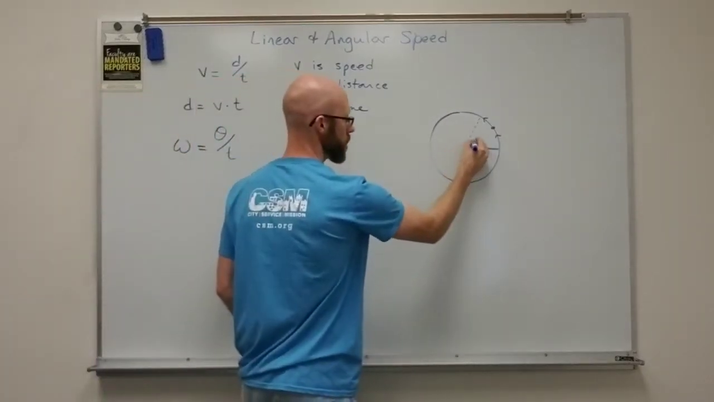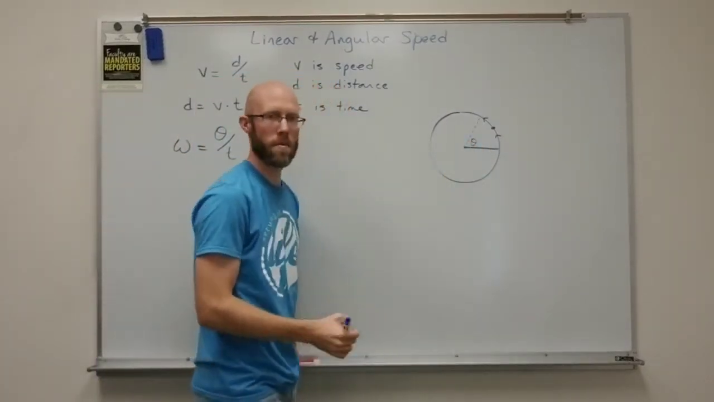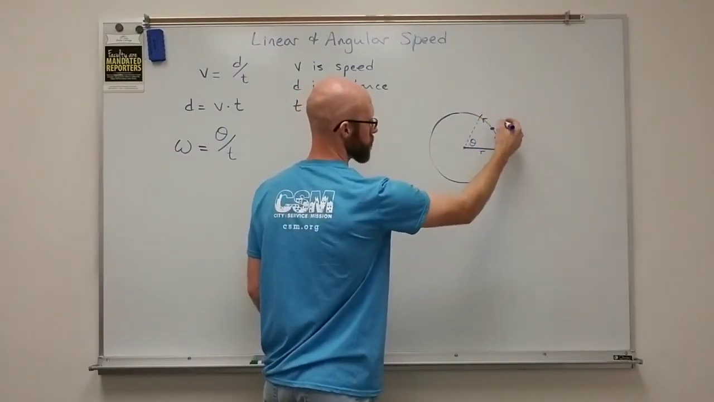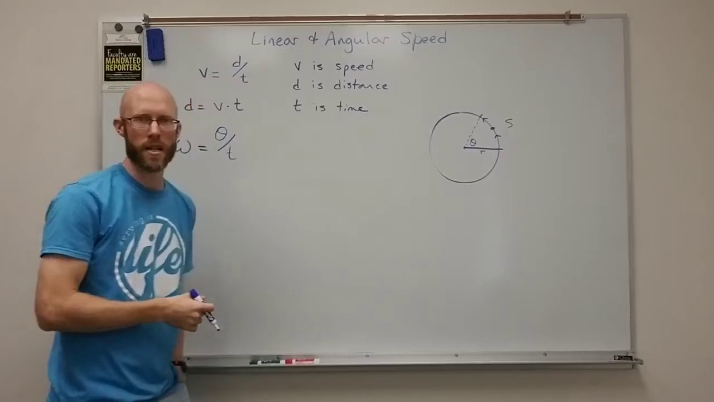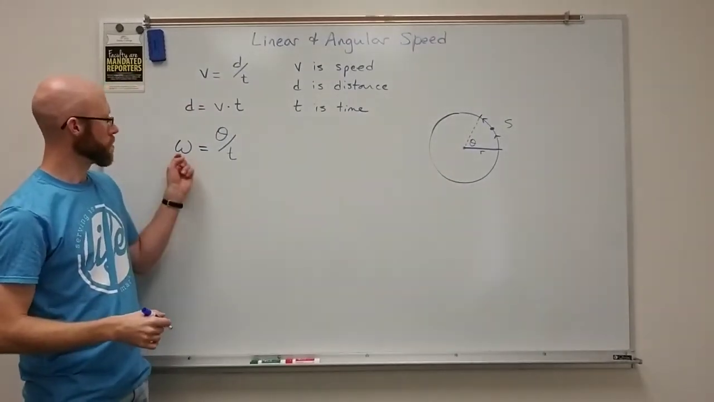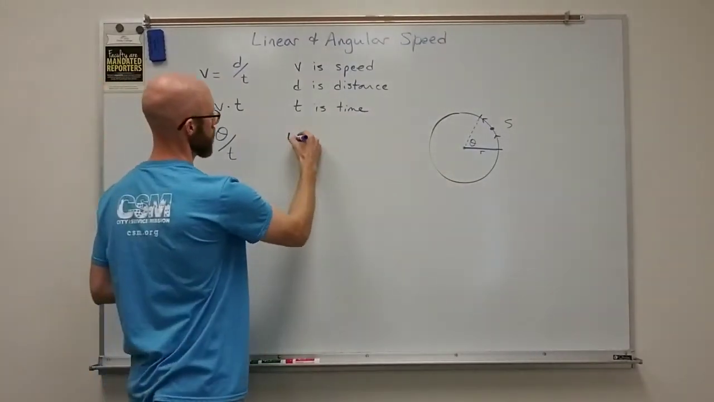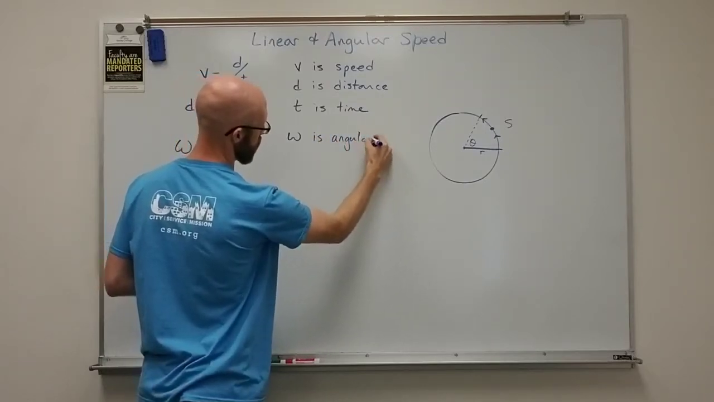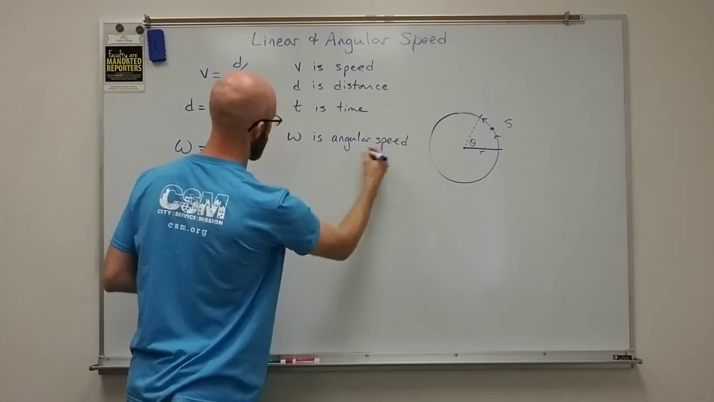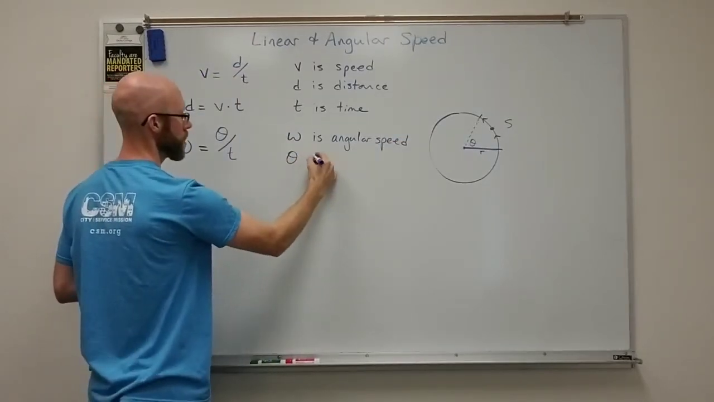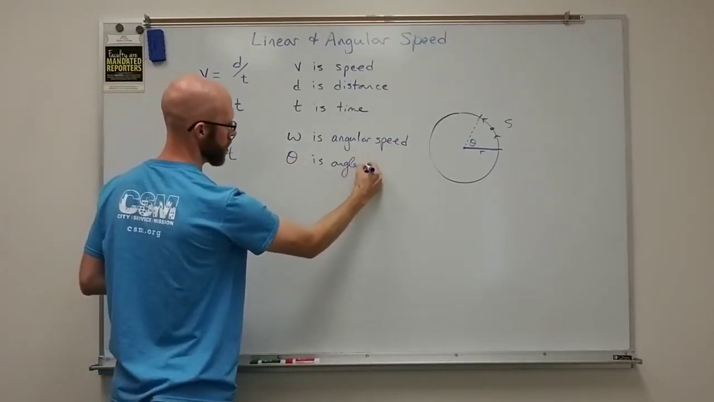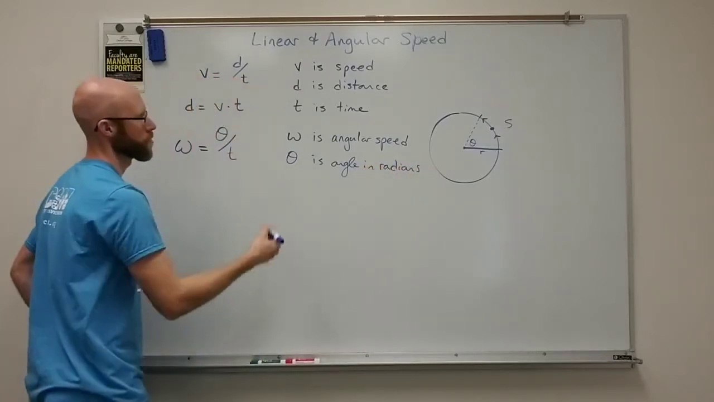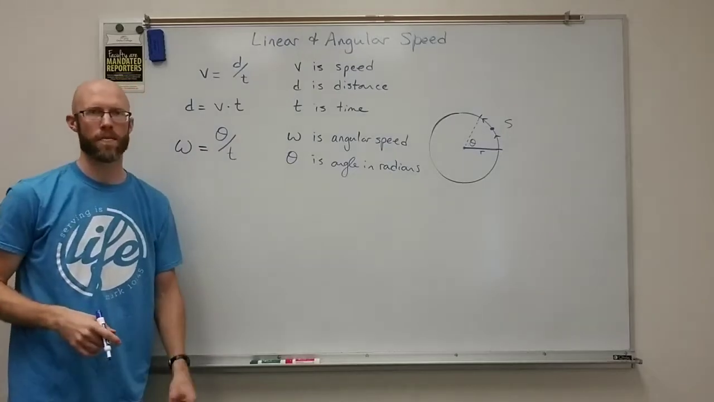So here's theta in the diagram. Of course, you have a radius. There's also an arc length that's covered by this called s. We've seen s before. And so omega is angular speed, theta is the angle in radians, and of course, t is your time, same t.